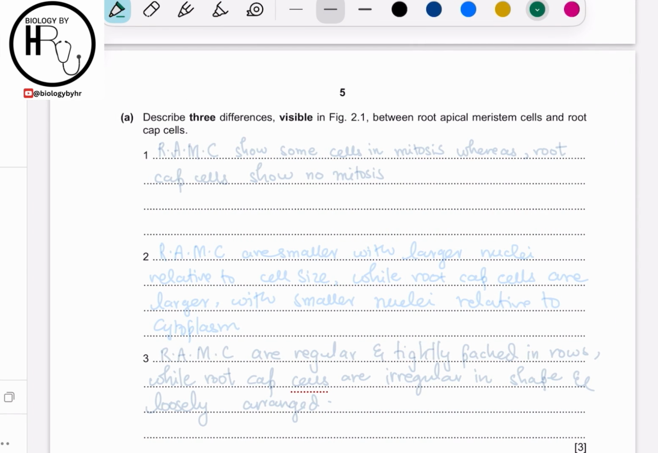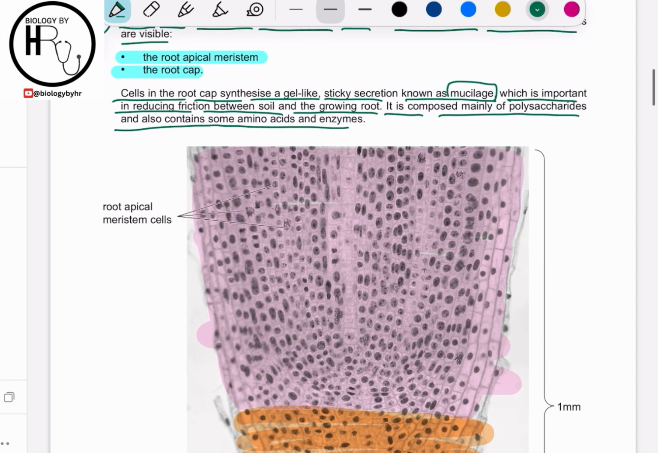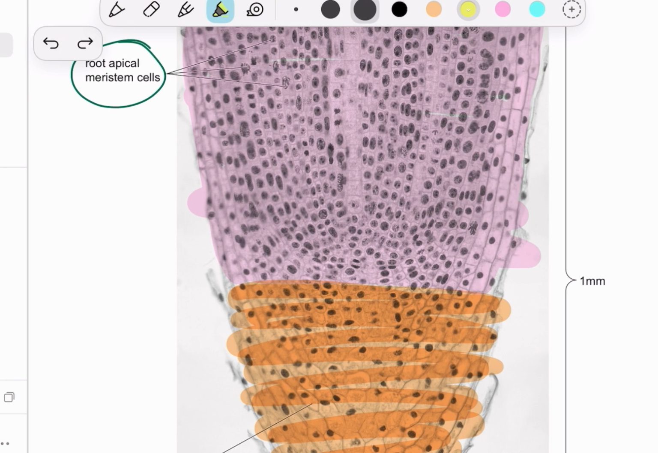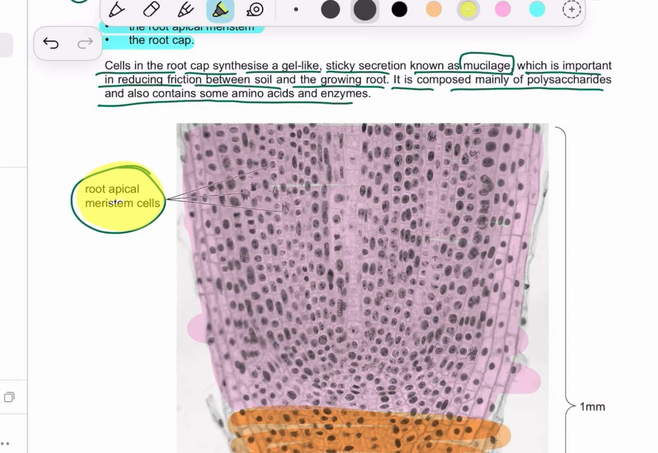Alright, so now let's move on to part A. What is part A of this question basically saying to us? It is saying to describe three differences visible in figure 2.1 between the root apical meristem cells and the root cap cells. So basically we have to compare the cells in the root cap, and we have to compare the cells in the apical region of the root.